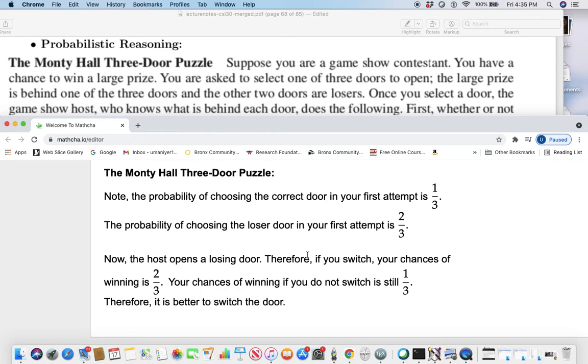So you know that the remaining one is possibly the correct door, assuming you chose the loser door first. So the question is, if you stayed with the original door, your probability of winning is only 1/3. But if you switch doors, your probability of winning is 2/3, because this is the chance of choosing the wrong door first. So it's better to switch the door.